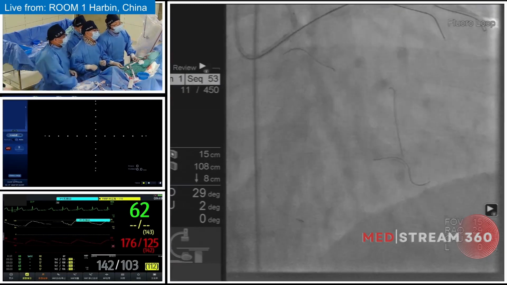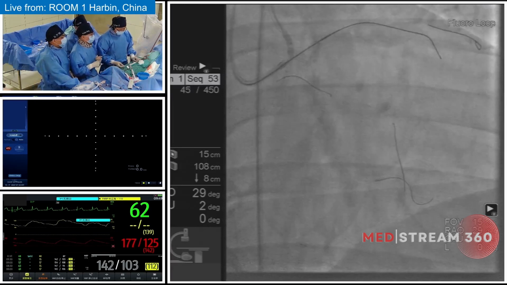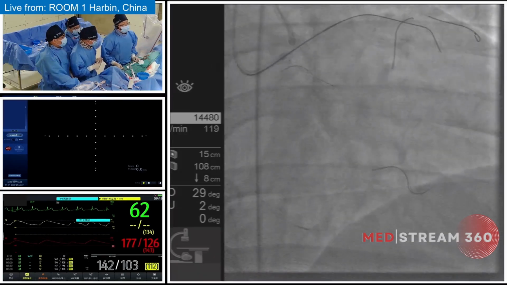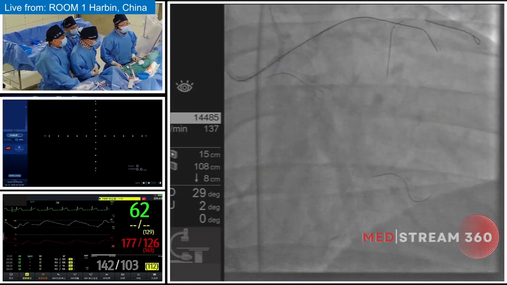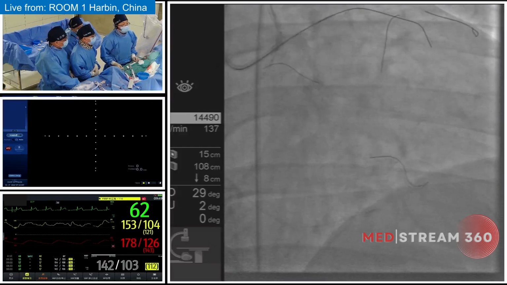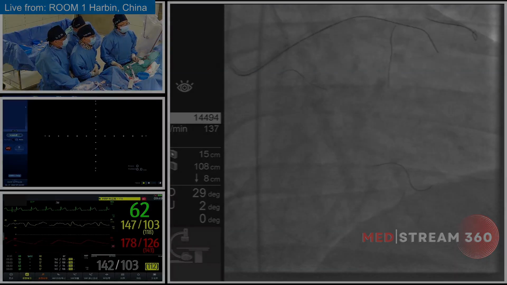Yes, it's connected, yes, to the AP cranial. I think we are already in the right direction.